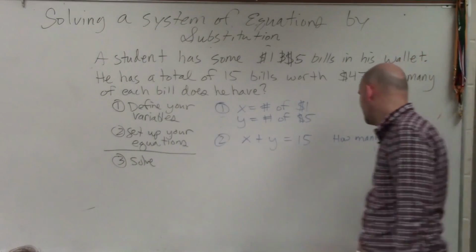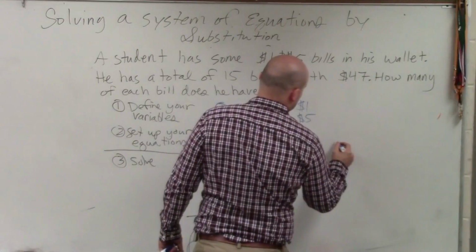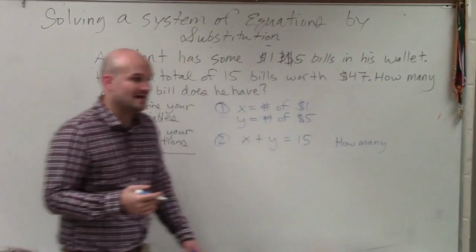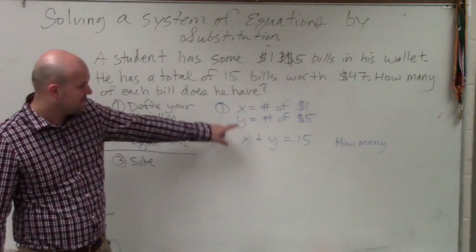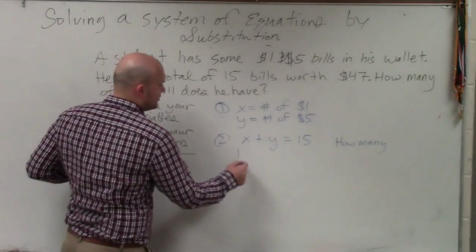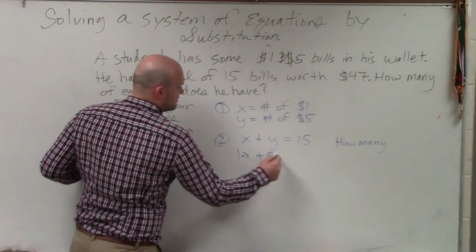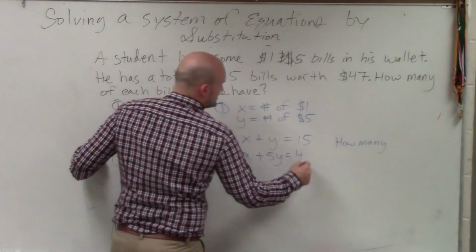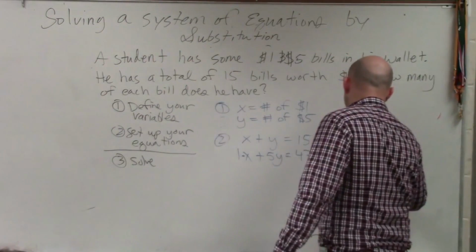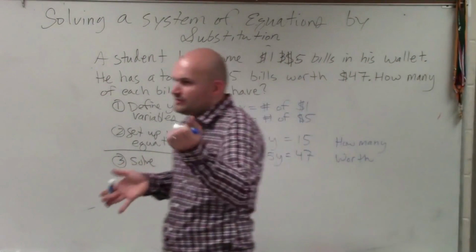That equation represents how many total he has. And then the next one is the worth, $47. Well, each $1 bill has a worth of 1. Each $5 bill has a worth of 5. And that equals 47. Now, I'm not going to use the dollar signs. But what I want you to talk about is this is how much they're worth. So there are two different equations that represent two totally different things.